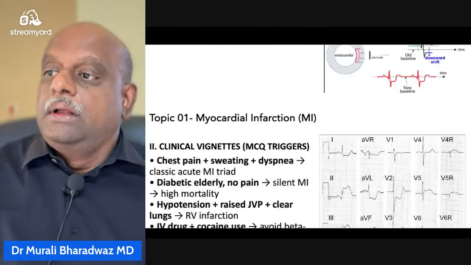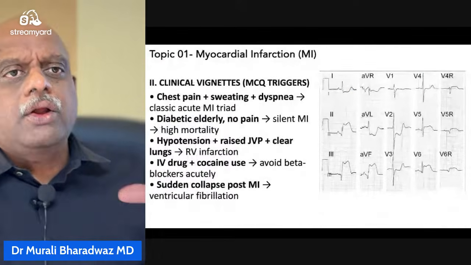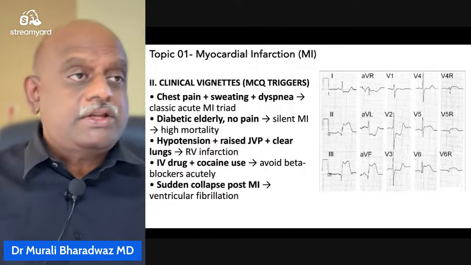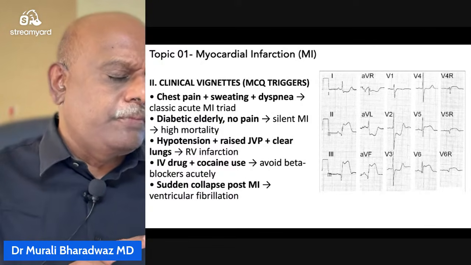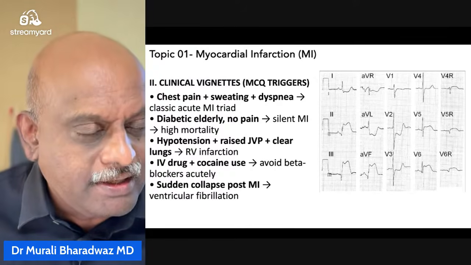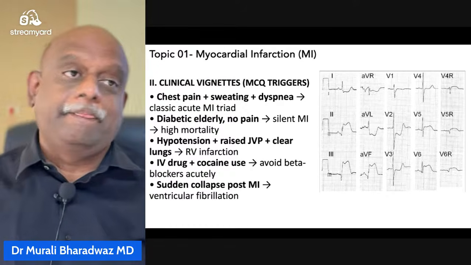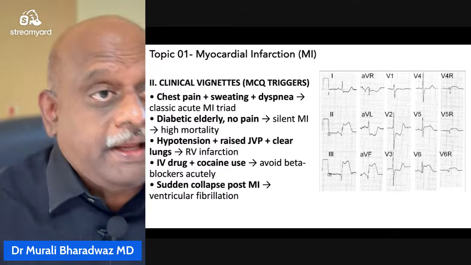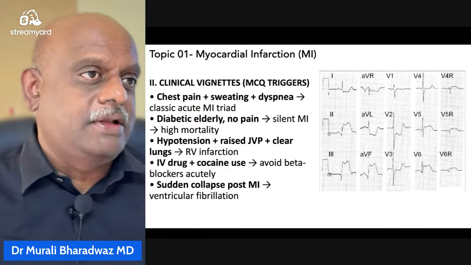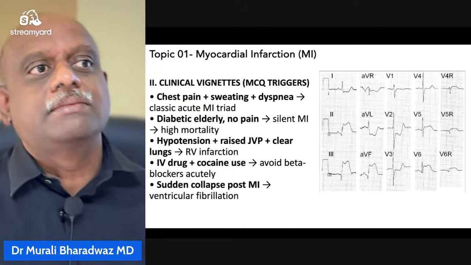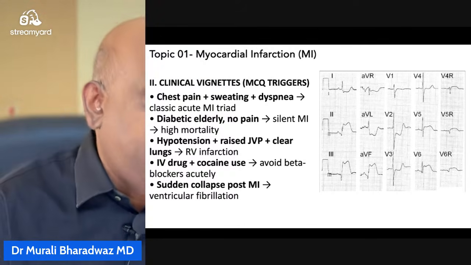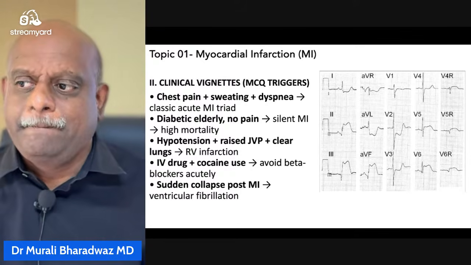Now, there are certain common clinical vignettes you need to know. Anybody with chest pain, profusely sweating along with dyspnea, classic triad of acute MI. But in diabetic, elderly patients, there is no pain. That's called painless MI. Suddenly they wake up the daddy and found that he is dead. That is painless MI.